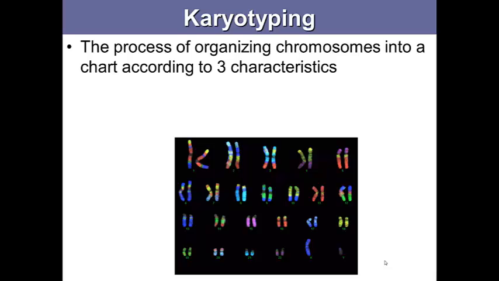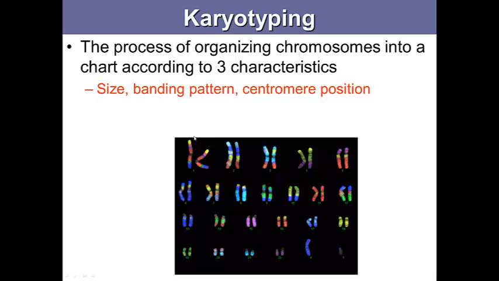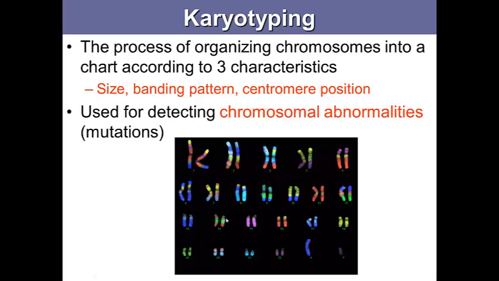Well, we need to do something called karyotyping. Karyotyping is the organizing of chromosomes into a chart according to 3 different characteristics. They arrange based on the size, and then when you stain it, you can get colors, and then they arrange it from the banding pattern, so similar banding patterns, and centromere position, so middle, top, bottom, things like that. This is used for detecting chromosomal abnormalities or mutations.